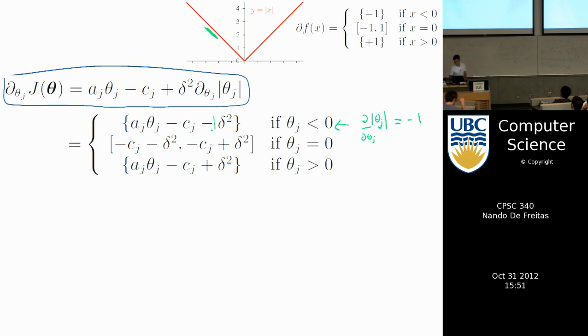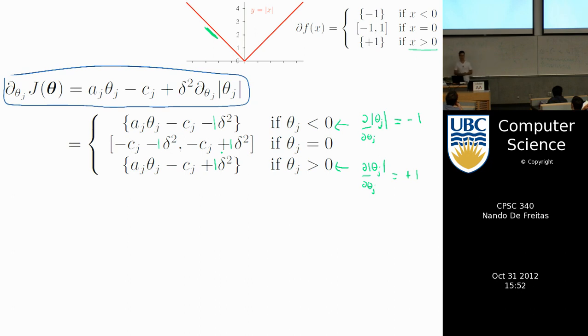Then I need to consider the case when it's greater than 0. This case here. So in this case, the derivative of theta j with respect to theta j is equal to plus 1. And so I have a plus 1 times delta squared. When theta is equal to 0, then I need to write here something that goes from minus 1 to plus 1. It's a set. And the reason why I didn't write aj times theta j is because theta j is equal to 0. So aj times theta j is 0. And that's it. That's the derivative.